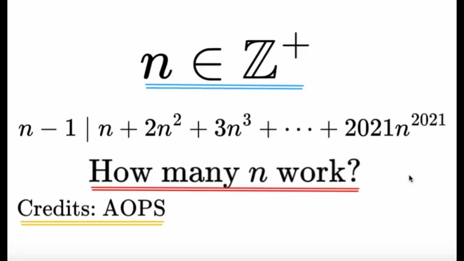N is a positive integer such that n minus 1 divides n plus 2n squared plus 3n cubed and so on and so forth until 2021 n raised to 2021. Now the question is, how many values of n work?